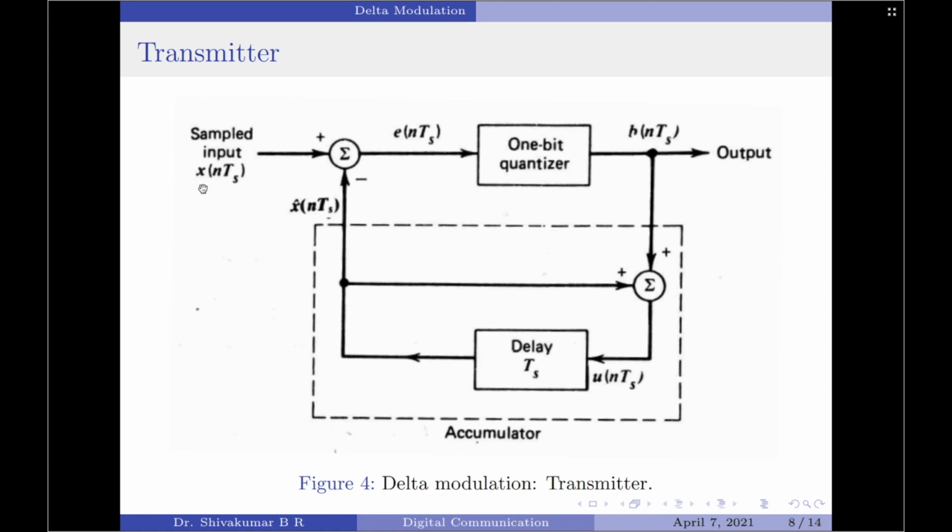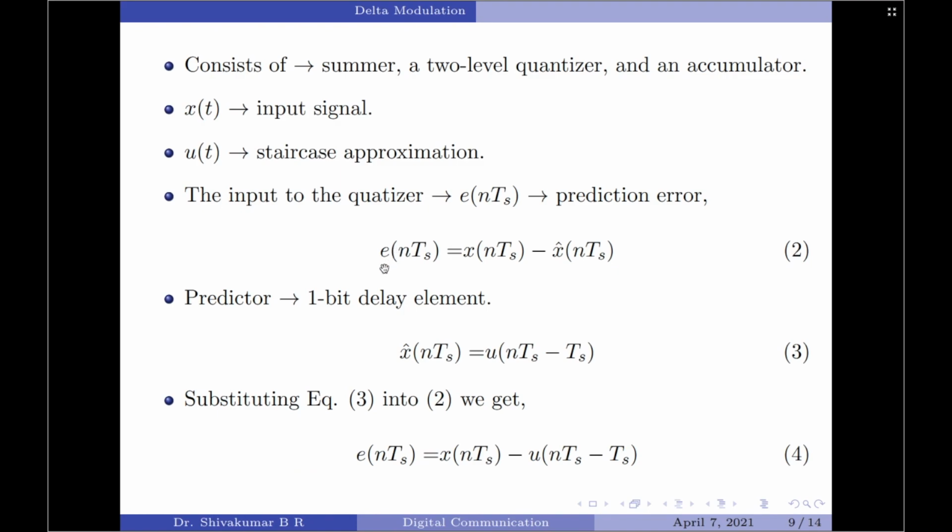The sampled input x(nTs) is said to be the unquantized version of the input signal, whereas x cap of (nTs) is the output of the accumulator, or we can also call it an approximation of the input signal. So the input to the quantizer, which is e(nTs), is the prediction error that represents the difference between the present sample value x(nTs) of the input signal and its latest approximation, which is x cap of (nTs). Now I can relate these terms in an equation as e(nTs) = x(nTs) - x cap(nTs).